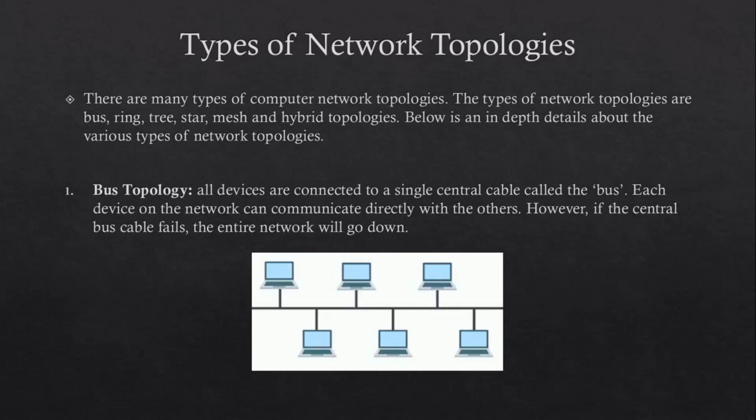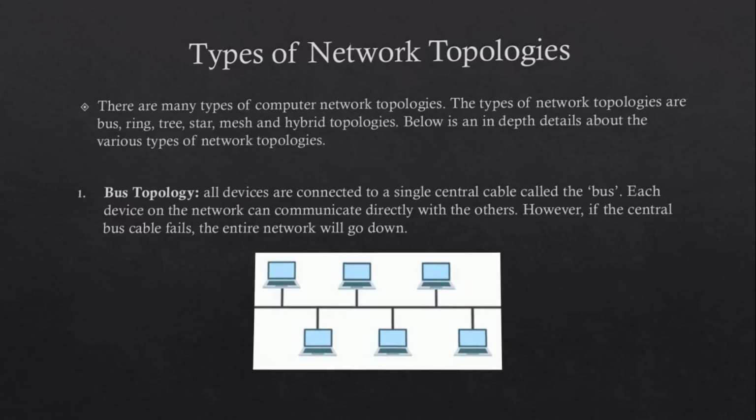In bus topologies, all devices are connected to a single central cable called the bus. Each device on the network can communicate directly with the others. However, if the central bus cable fails, the entire network will go down. And in this type of topology, data goes across this line. So when data meant for a particular device is sent, it has to send signals to each and every device, and they must reject it before it gets to the intended device. That's one of the disadvantages.